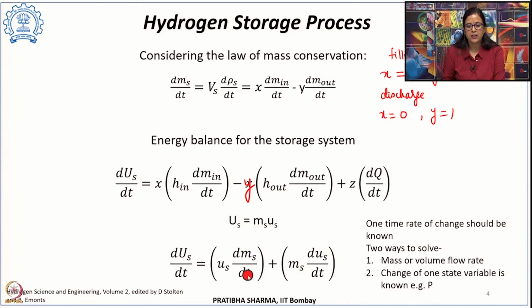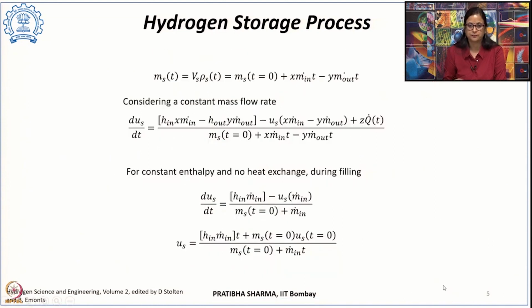So either we need to know the mass flow rate or the volume flow rate, that is, the flow rate of the gas entering and leaving the storage system, and depending upon what time rate of change we know, that could be the controlling equation in that case. The second option to solve this is that we need to know the change of one state variable. For example, when it is expansion or compression, how the pressure increases, or what the inlet pressure and the outlet pressure are. So the change in one of the state variables needs to be known in order to solve this.